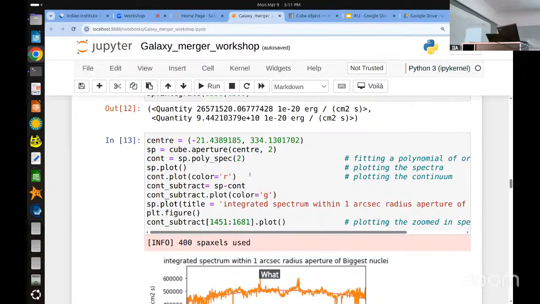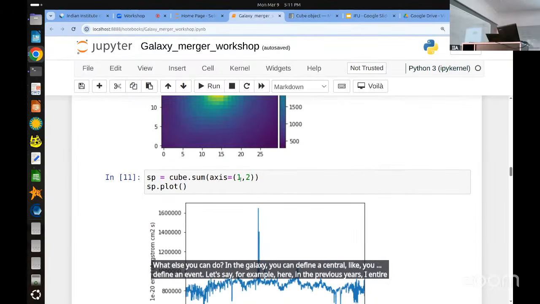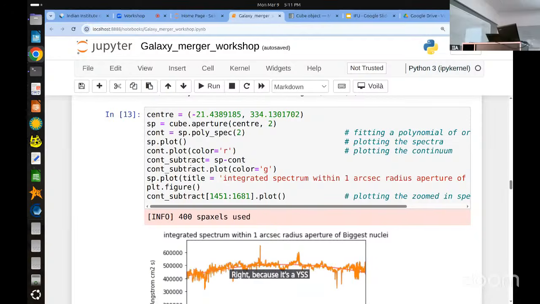What else you can do? In the galaxy, you can define a region. Let's say, for example, here previously I entirely took the sum of the entire X and Y axis and got one single spectrum. But your science might not require that. You just need a small region's information. Then you can just define a small region. What I am doing here, I have defined the central region in terms of RA and declination. So here, X-axis is declination, Y-axis is RA. Always remember it's opposite. In an image, we think X-axis is right ascension, Y-axis is declination. But in a cube, for example a MUSE cube, X-axis is declination, Y-axis is your RA.